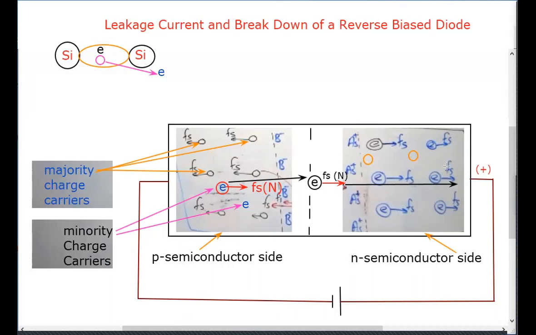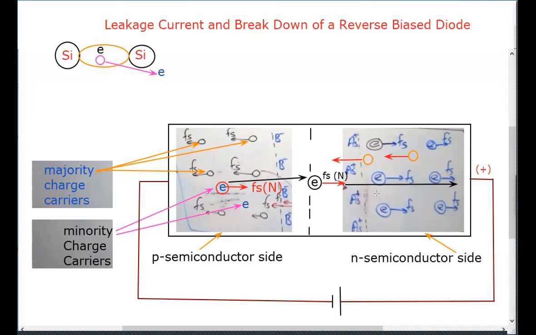Lamai? Yes, sir. So what is the direction of the force formed on such a hole? This is the positive terminal. Holes can be treated as movable positive charges. So positive repel. Therefore, forces are formed on the holes directed from N to P. So these holes are pushed towards the N semiconductor side.